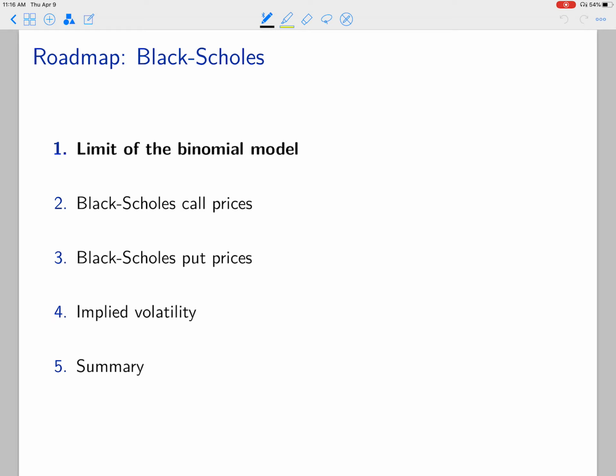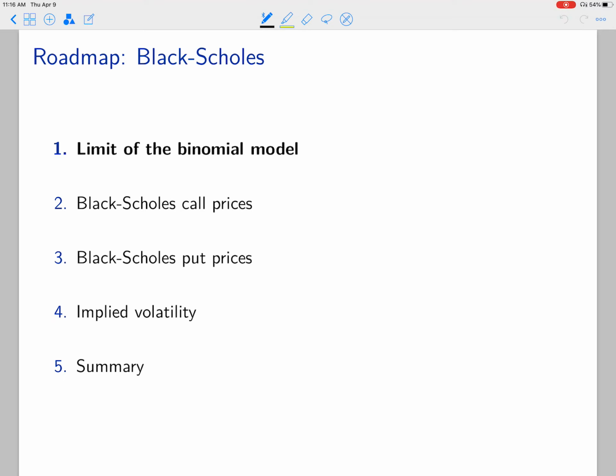We will not do any formal mathematical derivations, but what we will see is that the Black-Scholes model takes the binomial model, limits it into a smooth state space, and then uses this as the basis for pricing.